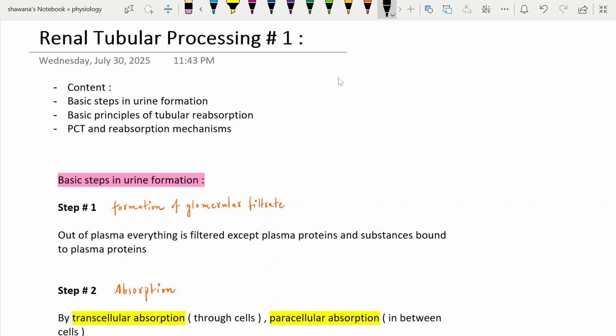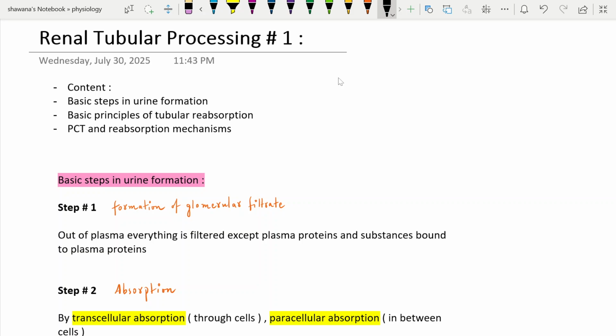which we have discussed in the previous lectures, and the second is tubular secretion. It can be passive or active, and the third is tubular reabsorption. And tubular reabsorption is of very high importance because 99% of the glomerular filtrate is reabsorbed and only 1% urine is formed in the whole day.